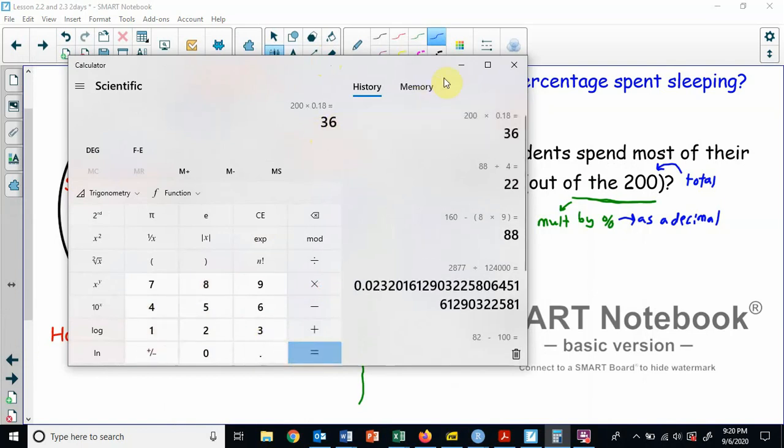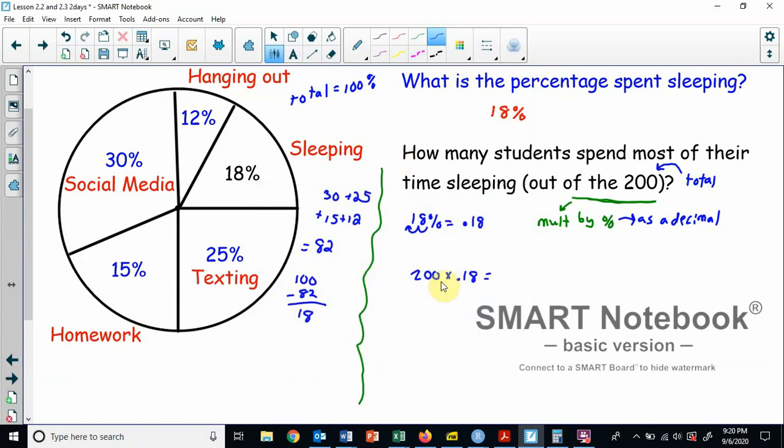I get 36. Now what are we talking about? We're talking about students, so let's put units on these. 36 students. Awesome. That's how many said that sleeping was what takes most of their time. Now, if this were to have been a decimal, because we can't have a piece of a person, we would have rounded. This one didn't require any rounding, but we would have needed to round.